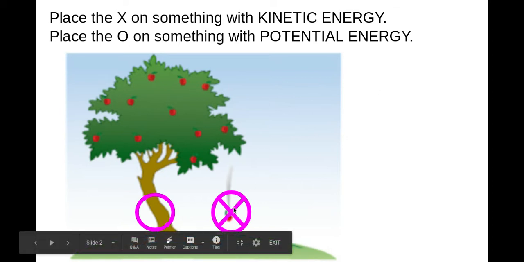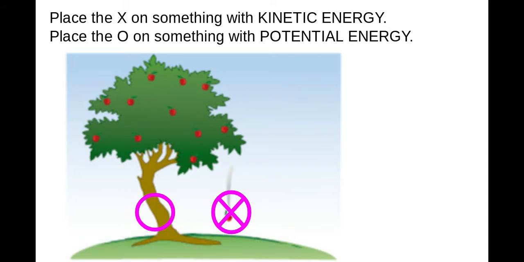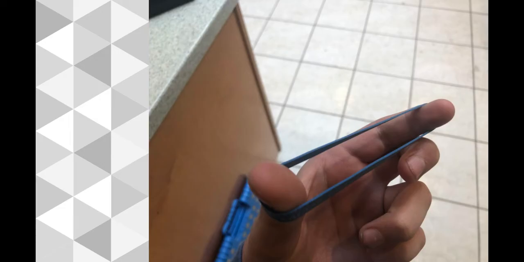The X here is on the apple just falling from the tree, and you can see here the trunk not in motion. Just a quick little review, something we did, feels like a really long time ago, back in the fall. But here are some examples of potential energy your classmates shared.